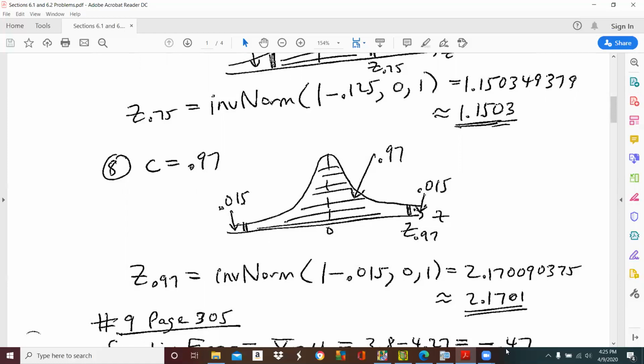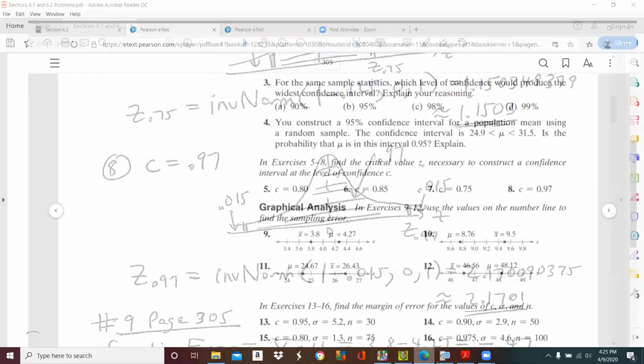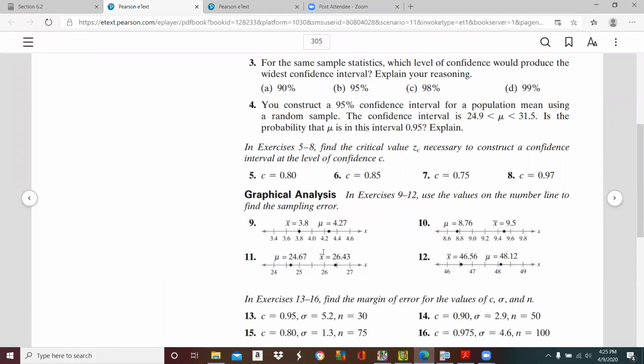All right. Now, the next question is number 9 on page 305. Okay, this one right here, number 9. It says use the values on the number line to find the sampling error. The sampling error is x bar minus mu. It's the point estimate, the sample mean, minus the population mean, in that order. You put the sample mean first and the population mean second. It's x bar minus mu. So it's 3.8 minus 4.27. All right, and that's our answer. It's going to be negative 0.47.